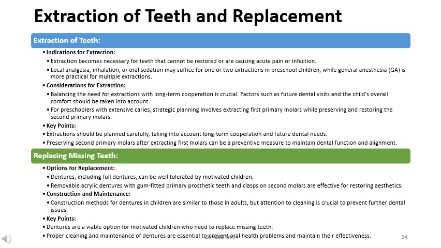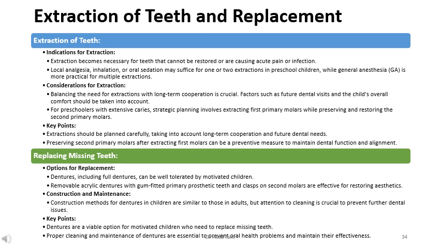Replacing missing teeth. Options for replacement. Dentures, including full dentures, can be well tolerated by motivated children. Removable acrylic dentures with gum-fitted primary prosthetic teeth and clasps on second molars are effective for aesthetics.